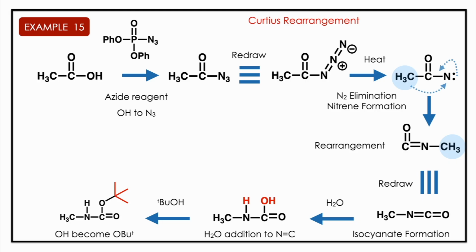Then it comes under Curtius rearrangement. If you redraw the nitrogen, it is easy to remove the N2 molecule and form nitrogen there. As usual, the nitrene is unstable, so the methyl group migrates and forms the isocyanate. The isocyanate can be rewritten in a clearer way. Then the nucleophile H2O attacks, forming an addition reaction with N and C.